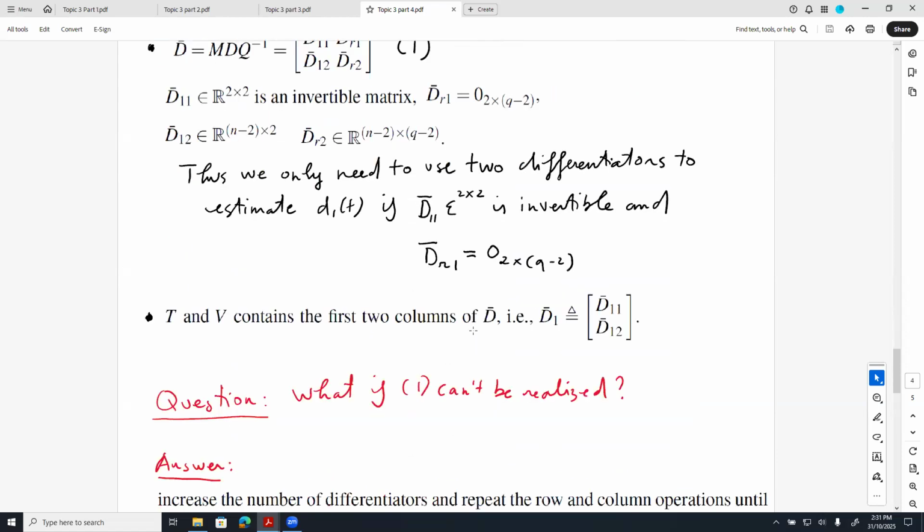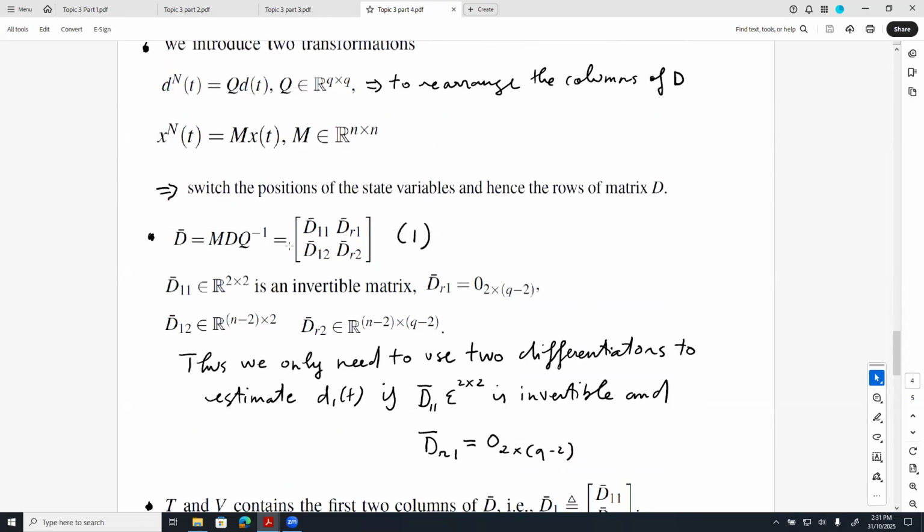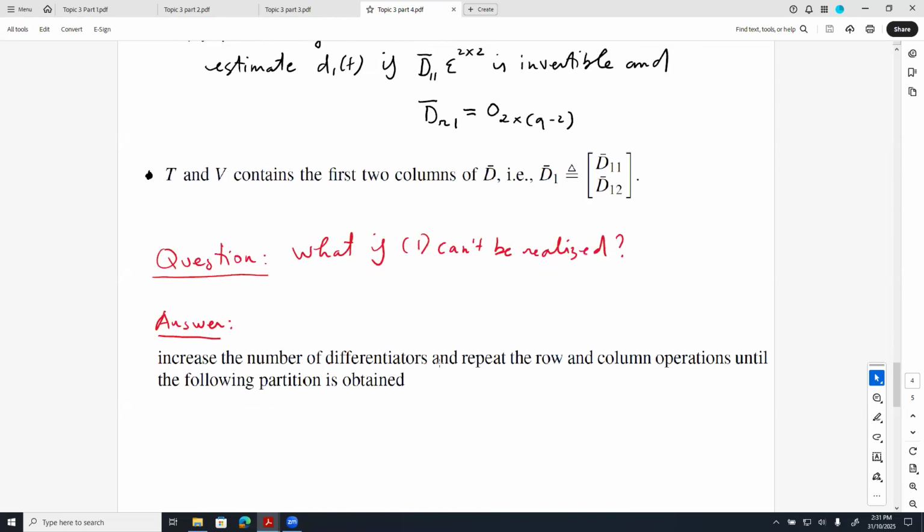Now, the next question is, what happens if this form can't be realized? That means we're not able to get an invertible 2x2 submatrix and a zero matrix of dimension 2 by q minus 2. What do we do? The answer is that in that situation, we need to look for another output differentiator. We need to look for 3. Increase the number of differentiators.